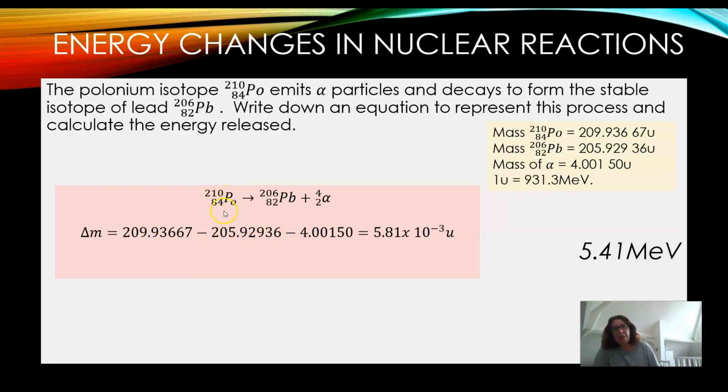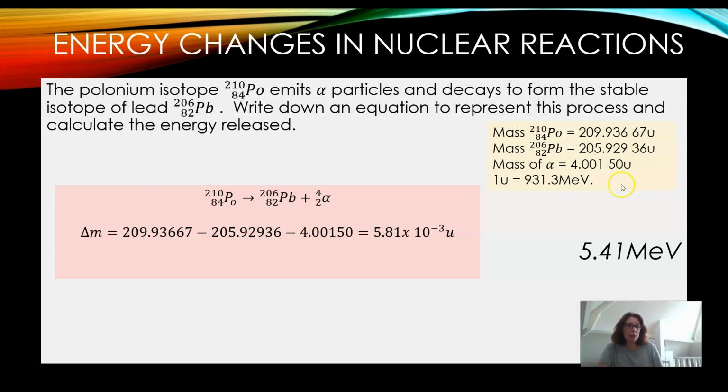Now, if I have that as the total mass and I take away the mass of these two, it will give me what's left over. So I'm going to take away the mass of the lead and I'm going to take away the mass of the alpha. And that leaves me with 5.81 times 10 to the minus 3 U. So that is how much mass has been converted into energy.